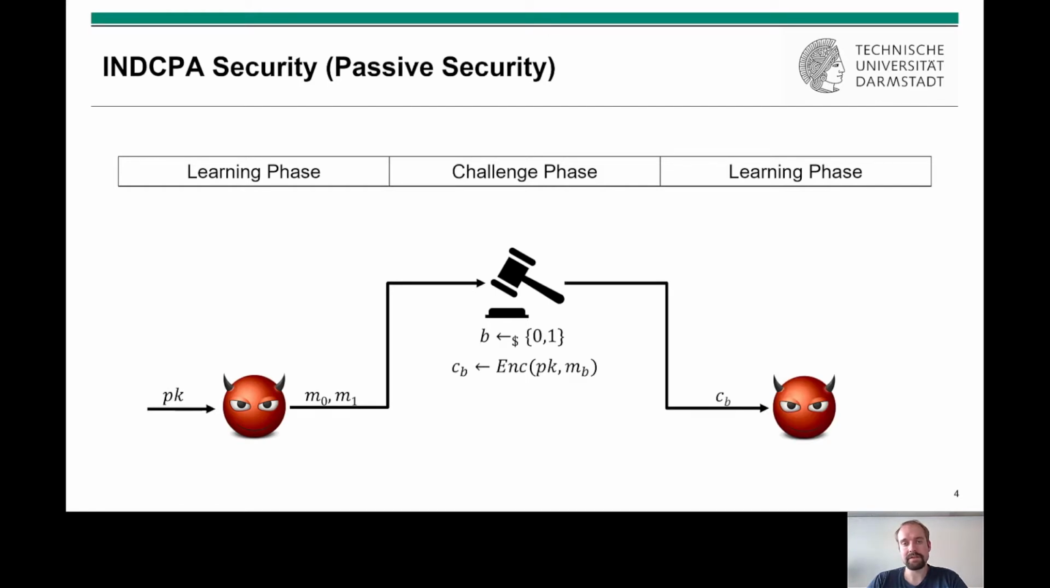This challenge ciphertext CB is sent over to the adversary, who in the second learning phase can again use the public key to encrypt arbitrary messages of its choice. At the end of this learning phase, the adversary outputs some bit B prime, and the adversary wins the game if B prime equals the bit B chosen by the challenger. A scheme is considered IND-CPA secure if the chance of the adversary winning this game is roughly 1/2.